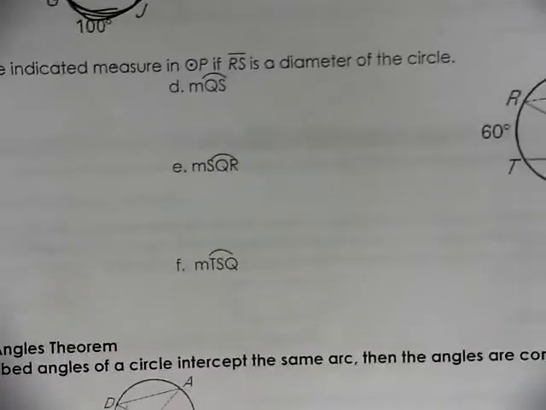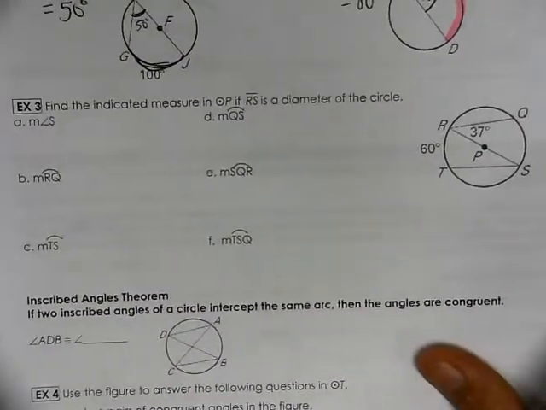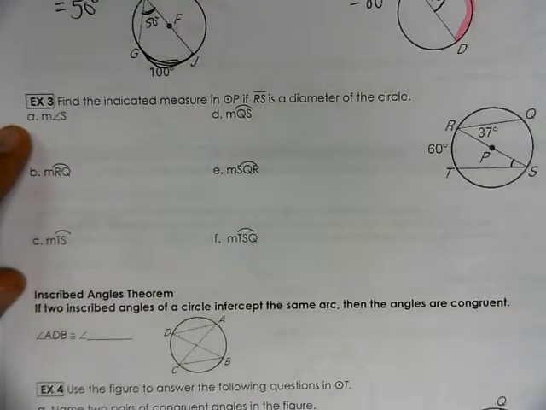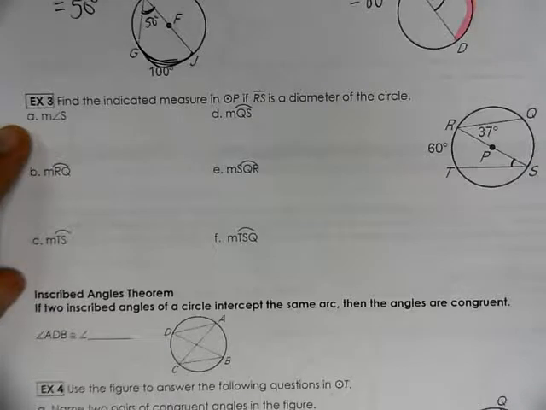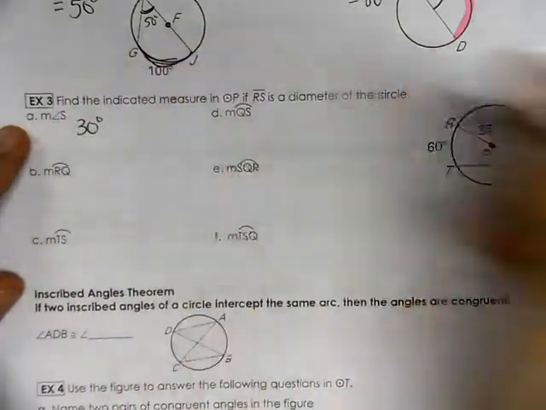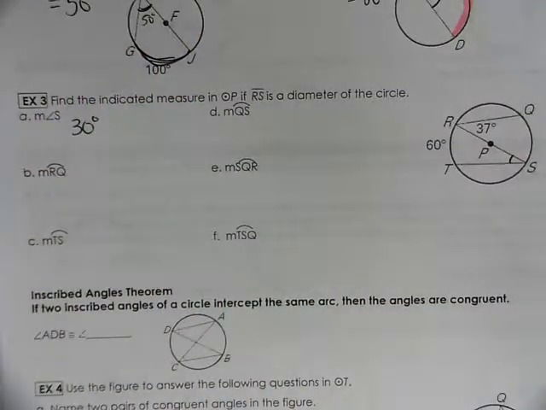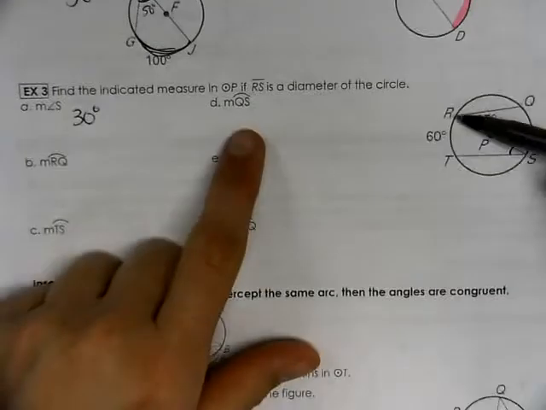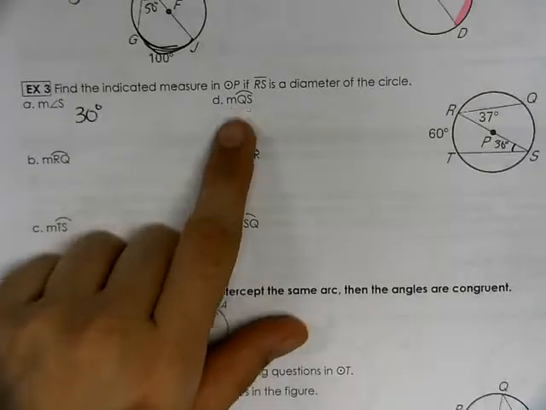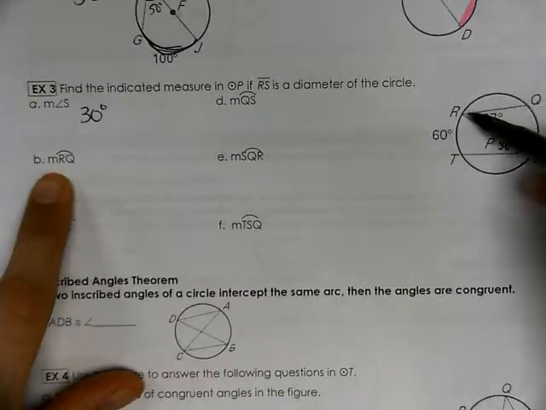So let's just start simple. How big do you think angle S is? That's this angle here. It's an inscribed angle. 30, it should be half the 60 degrees. So just like we did on Wednesday, there's really not a whole lot of work to show for this. Just think, is it half or is it double? RS, by the way, is the diameter. So this is 30 degrees. Now, B says, how big is RQ?